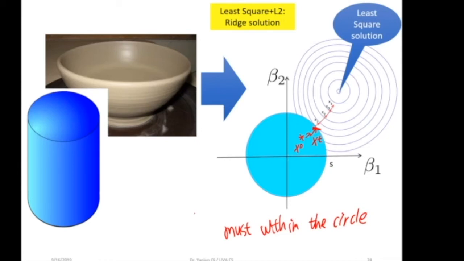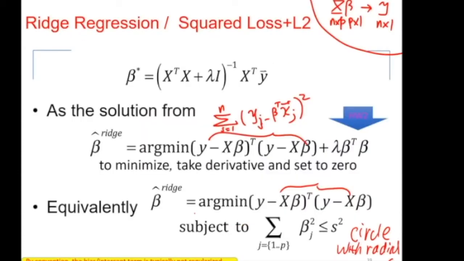It satisfies both. It's within the circle, and at the same time, compared to all the points in the circle, its sum of squared error loss is the smallest. The bowl shape cuts through the cylinder. If you think about it again, I want the loss to be small, but at the same time, I want the points to be within the S circle.